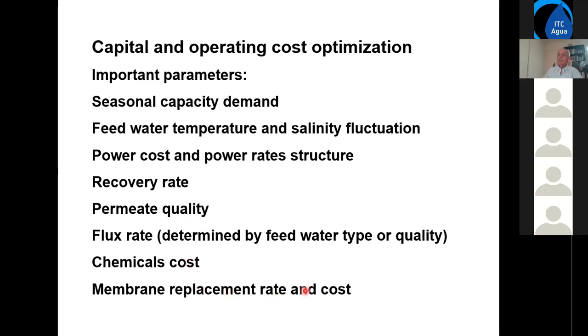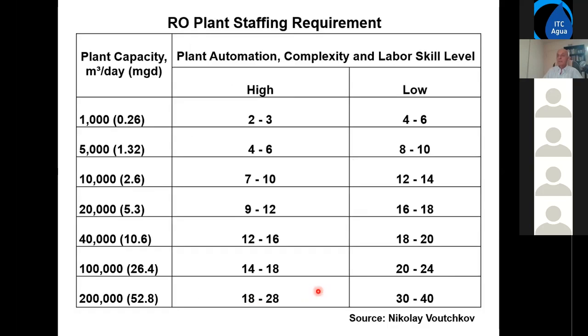Membrane replacement rate and cost. Membrane replacement does not represent a high cost of the system operation, but membrane replacement creates a lot of disruption to plant operation. So this has to be done also in a smart way. The number of operators which we need, which determines very much the labor cost, depends on the size of the plant. For large plants, we need 4 to 6, small plants, 4 to 6, very large, 30 to 40.